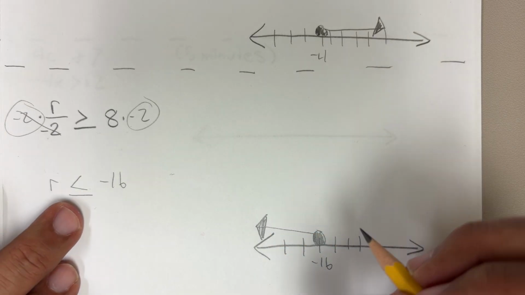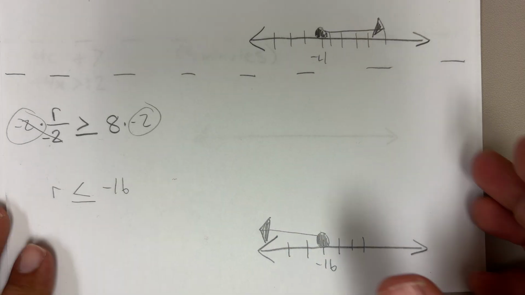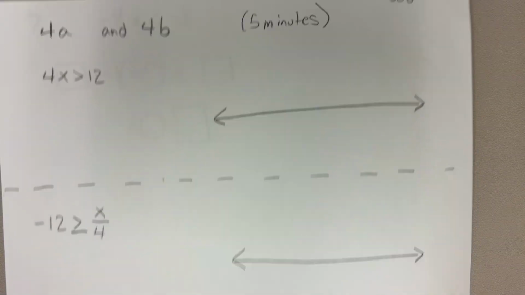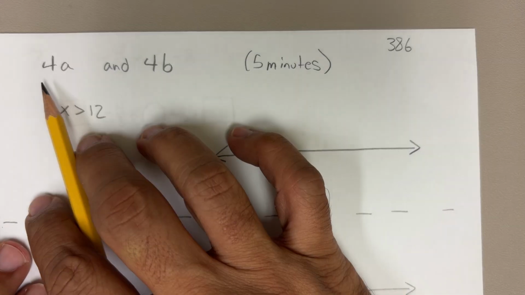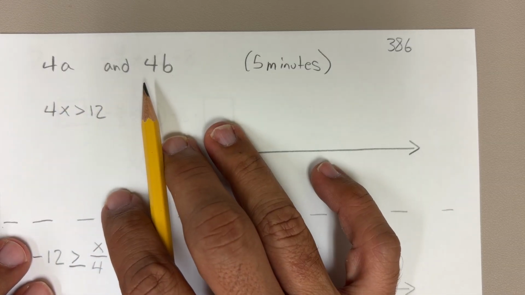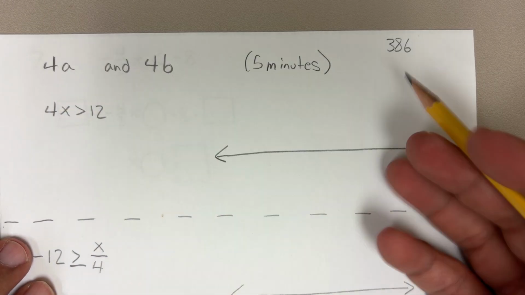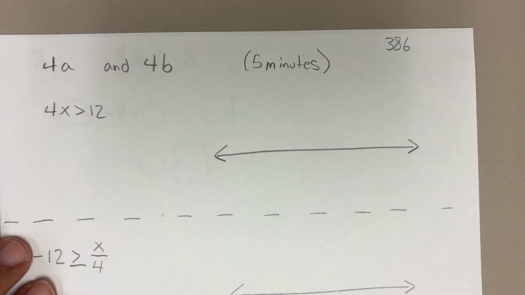Because the letter is less than the number, so less than goes that way. All right. Now let's go here. I'll give you guys 5 minutes to do 4A and 4B. Pause the video now, and then I'll go over them.